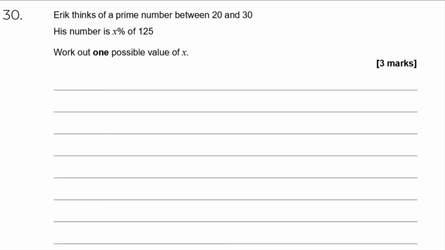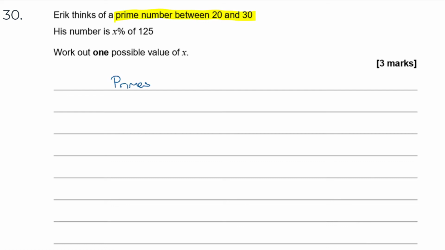Eric thinks of a prime number between 20 and 30. His number is x% of 125. Work out one possible value of x. Okay. So, right, what could the number be first? Prime numbers between 20 and 30. What are the choices here?